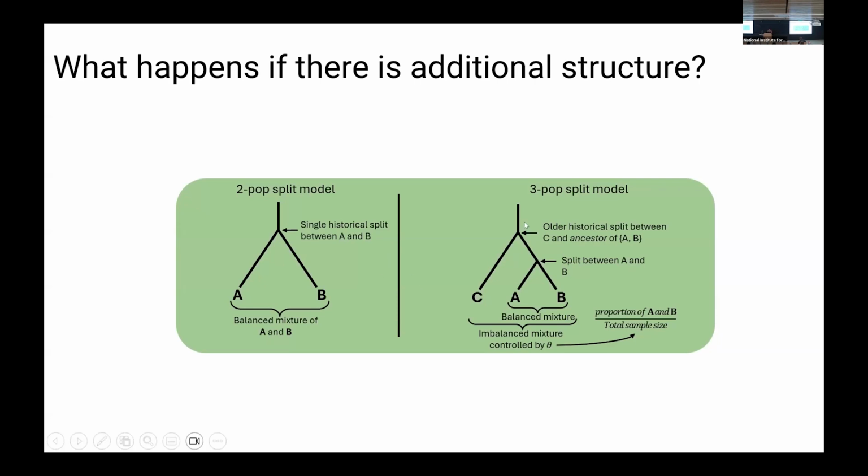now you have an older split of some population C that split from the ancestor of both A and B, right? So now we're going to use as our device the three-population split model to study the issue of confounding bias. Same assumptions, it's a balanced mixture between A and B, and we're introducing this parameter theta that tells us how much of the total sample that PCA is operating on is made up of the confounded individuals, A and B, and you're estimating effect sizes.